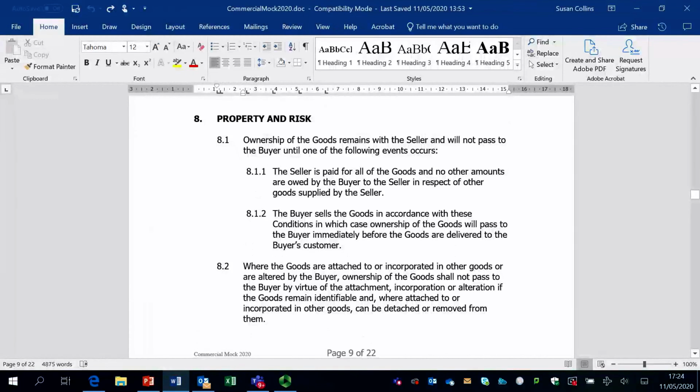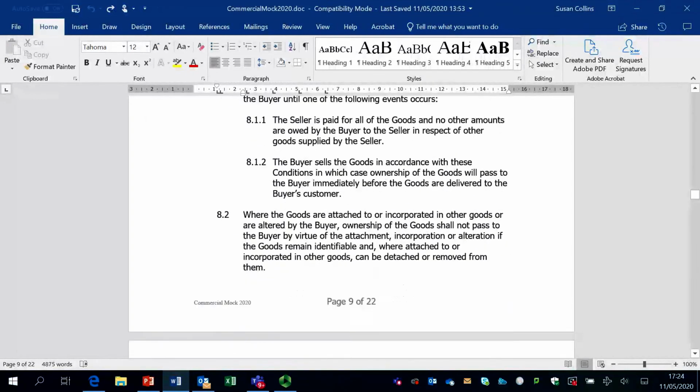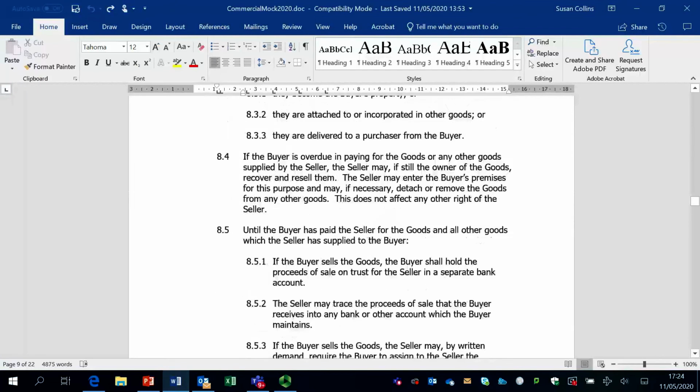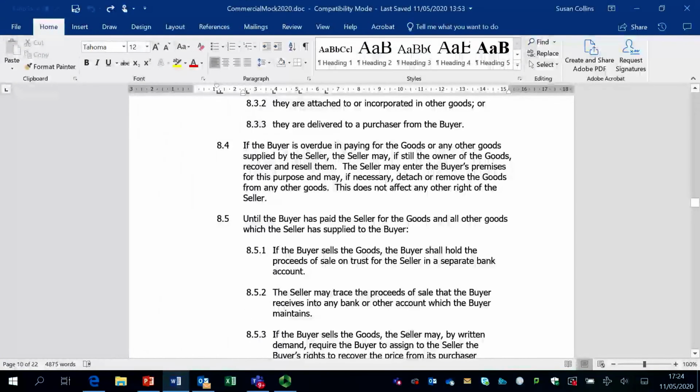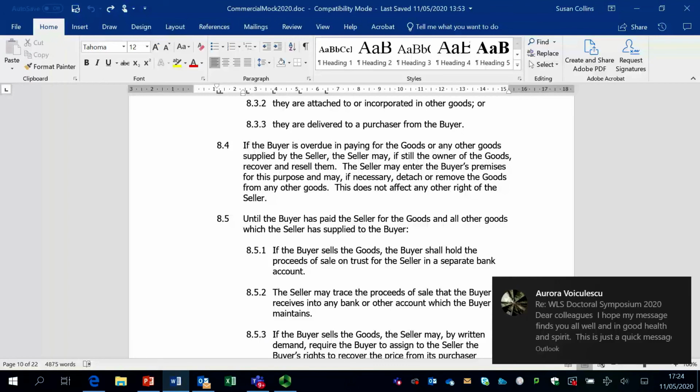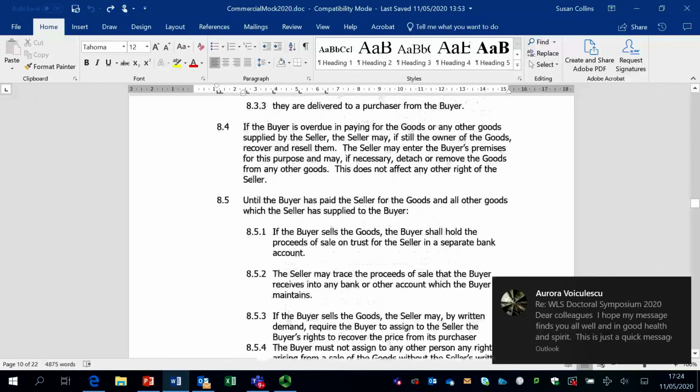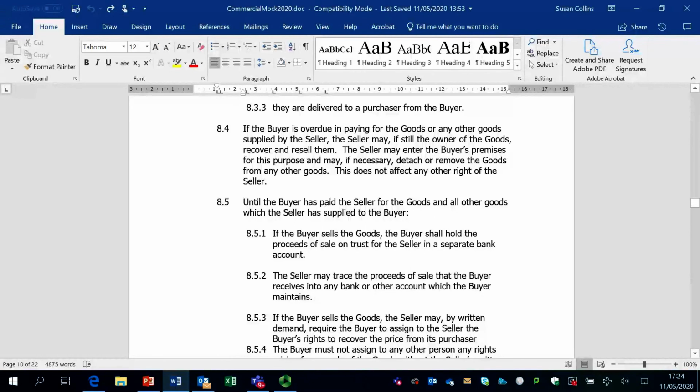All right. So what you need to do first of all is to identify that clause 8 is an ROT clause, retention of title, and to point out that 8.4 provides that if it's overdue, then the seller has the right to enter, recover, and resell the goods, and to detach or remove the goods does not affect any other right of the seller. So that's something to be aware of there. So clause 8.4 is kind of your starting point. You need to mention that.